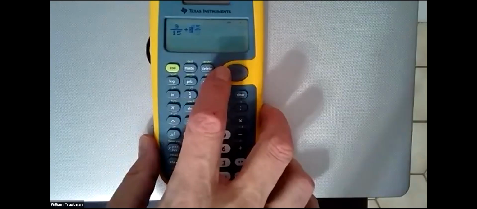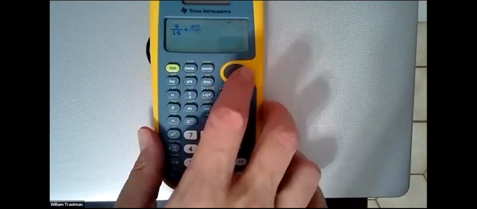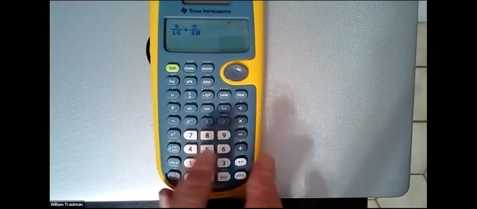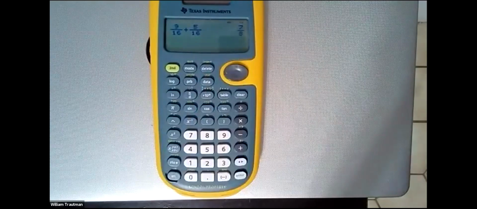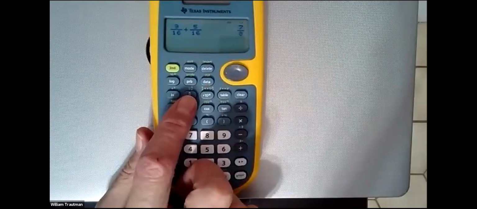Okay, let's see if I can get it back there. There, 9/16 plus 5/16. And when I hit enter, I should get the same answer we got, 7/8. Okay, so you see the calculator is really good. It adds the fractions up. It reduces it for us. It's pretty nice. Once again, adding the fractions right there.